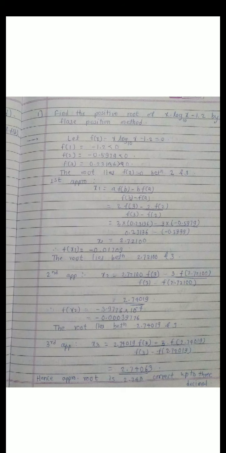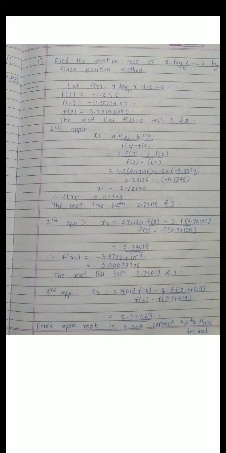Same process, third approximation x3 is equal to 2.74019 into f of 3 minus 3 into f of 2.74019 divided by f of 3 minus f of 2.74019. The process is the same, and after calculating we get x3 is equal to 2.74063. Here we observe that x2 is 2.740 and x3 is also 2.740 up to 3 decimal places. The root is correct up to 3 decimal places.